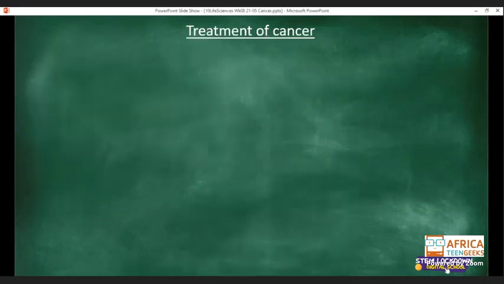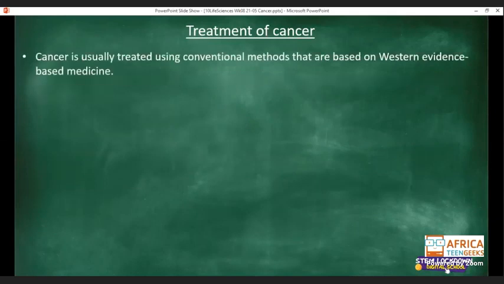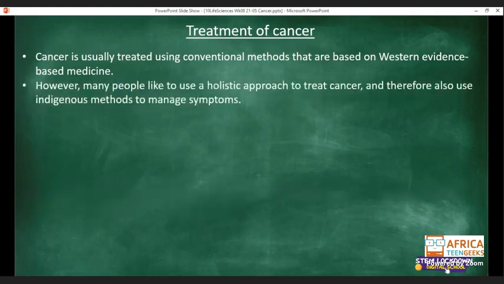So, treatment of cancer. How do we treat this? Cancer is usually treated using conventional methods that are based on Western evidence-based medicine. So conventional methods, those are your non-traditional methods, if we can say it like that. However, many people like to use a holistic approach to treat cancer and therefore also use indigenous methods to manage these symptoms. By holistic and indigenous methods, those are our traditional methods. If you were confused, those are our traditional methods. So we have the Western evidence-based medicine and our traditional methods.